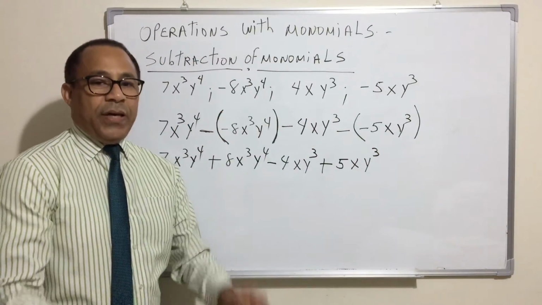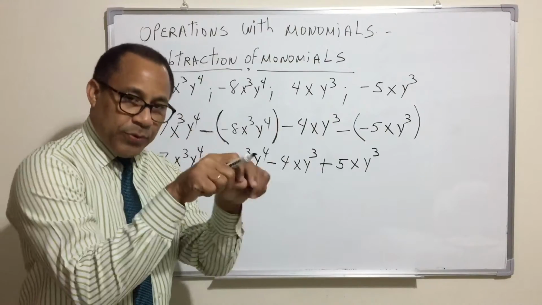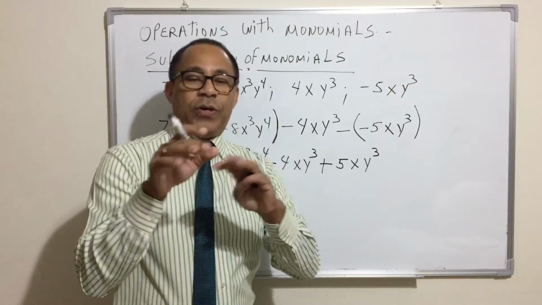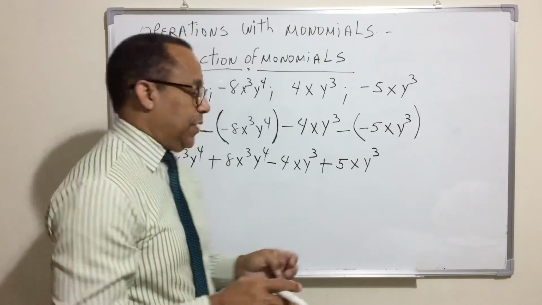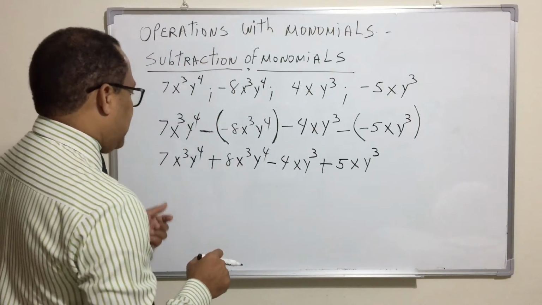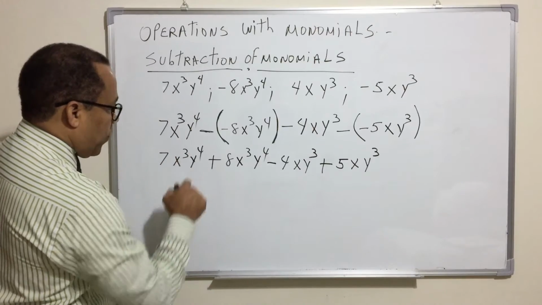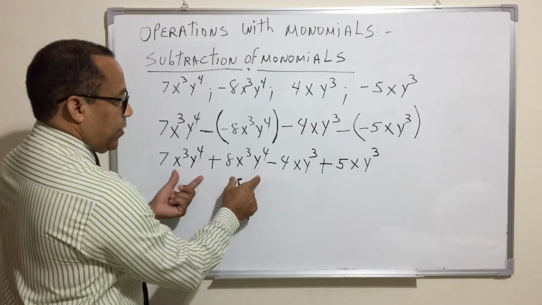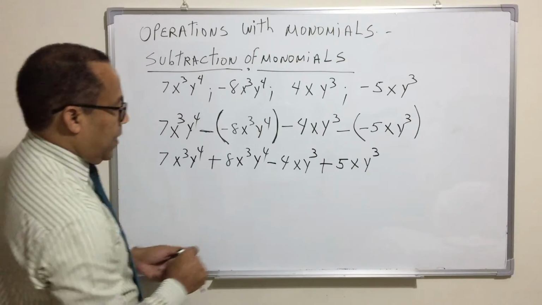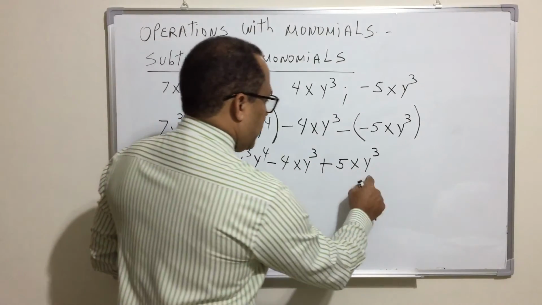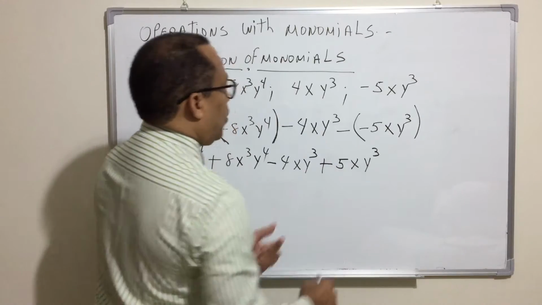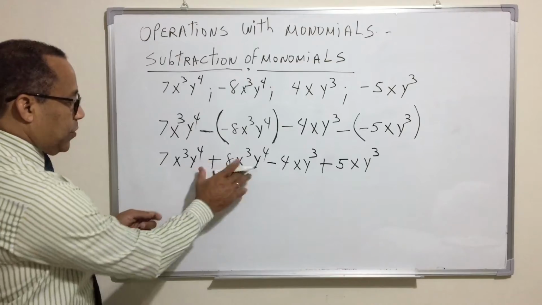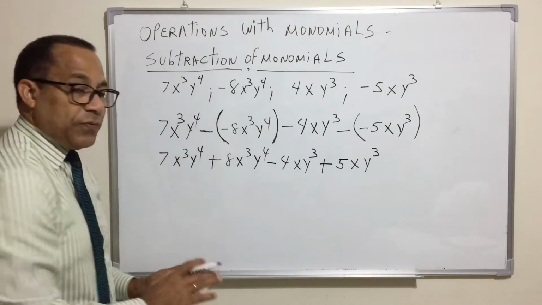Our next step is to look for the like terms and put them together. We put the like terms together in order to make the operation easier. Let me get the like term for x to the third y to the fourth. Oh, here it is. So these two are like terms. xy to the third, xy to the third, these two are also like terms. So what I'm going to do, I'm going to solve the like terms.